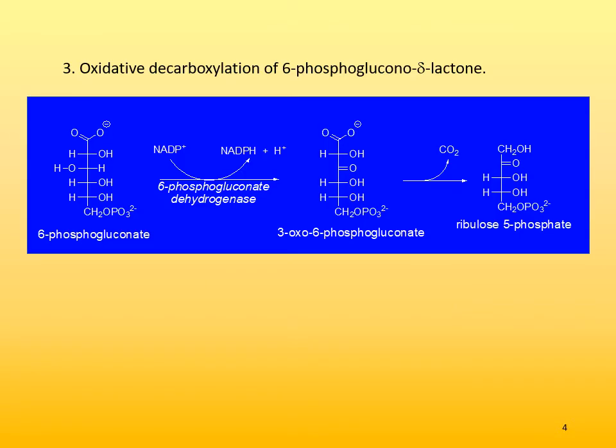In the next step, 6-phosphogluconate is oxidized to 3-oxo-6-phosphogluconate. The oxidizing agent is NADP, and it's reduced to NADPH. That's how NADPH is generated in the course of the pentose phosphate pathway. 3-oxo-6-phosphogluconate is a beta-keto acid. As such, it is unstable and it is decarboxylated to ribulose 5-phosphate, so a keto pentose.